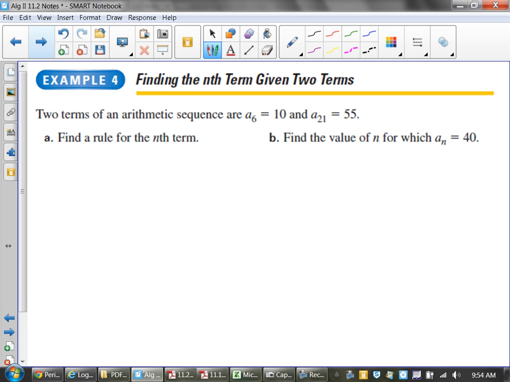Oh, I plugged in 16. That's why I got it wrong. Plug in 17.